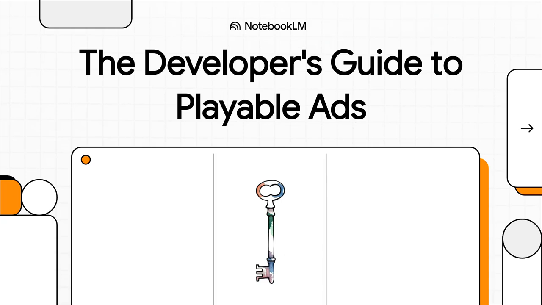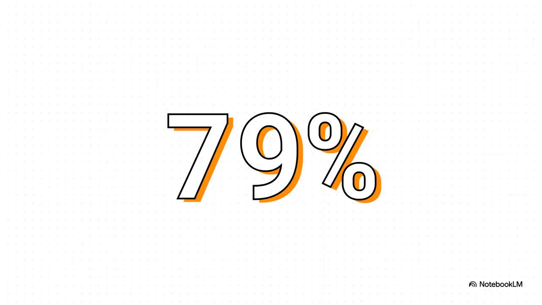If you're a mobile developer, you know the grind for user acquisition is real. But what if you could let players actually try your game before they even hit install? That is the incredible power of playable ads. And today, we are going to crack the code on how you can build them for every major platform out there.